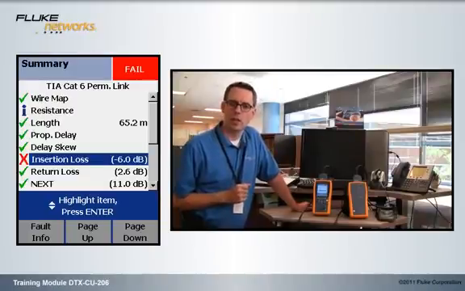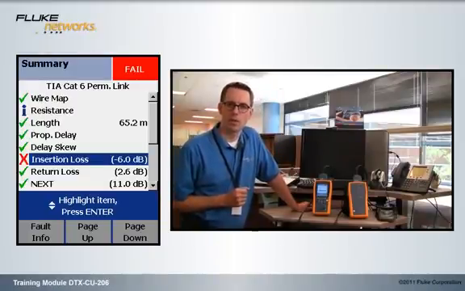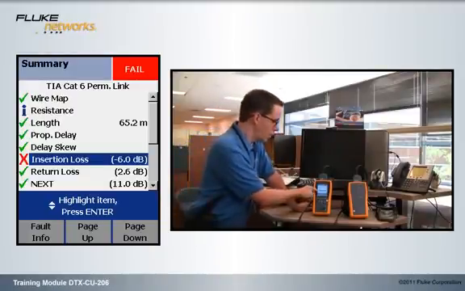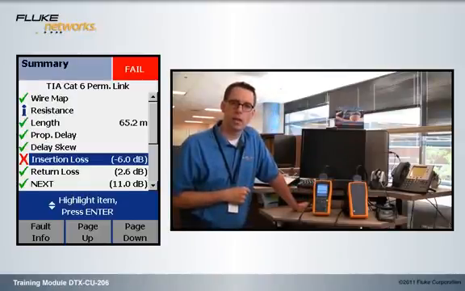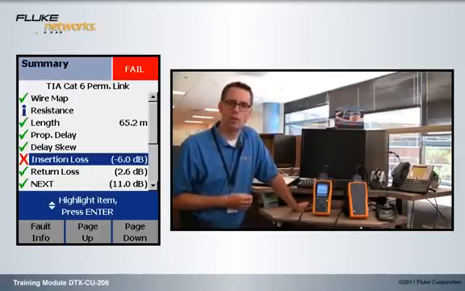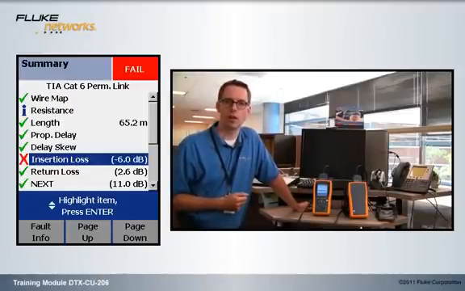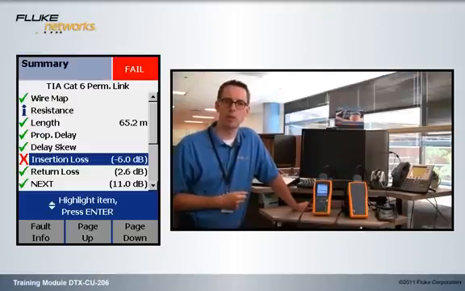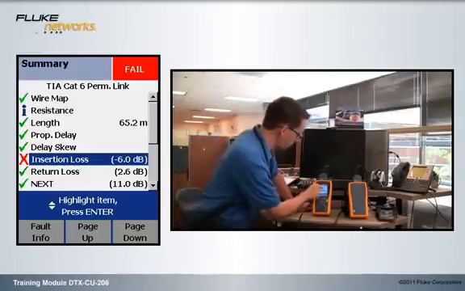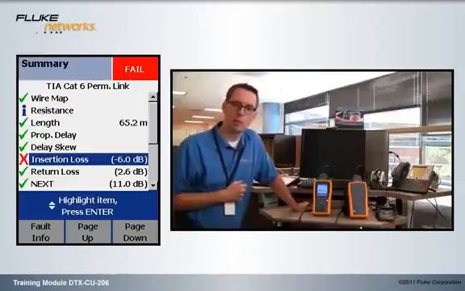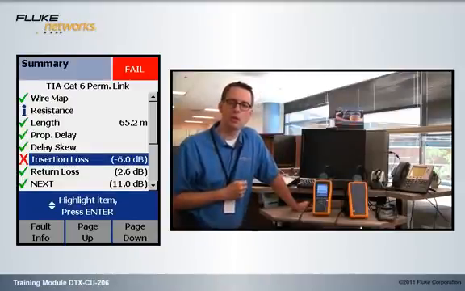Here's an interesting example that baffles many folks out there. Only insertion loss has failed. Now insertion loss, when it fails, we simply turn around to the installer and say, hey, you've gone beyond 90 meters or 295 feet, which is the allowance for the permanent link. But when we look at this result, we see 65.2 meters. That's not even close to our 90 meter limit.